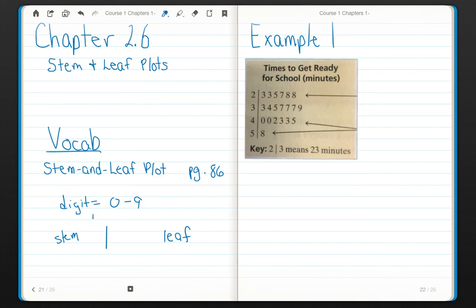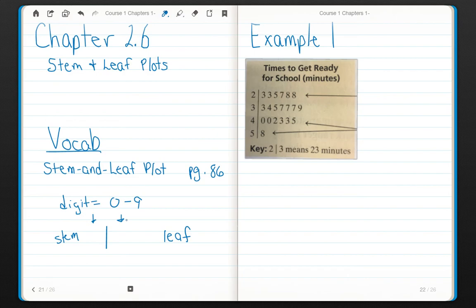Now the stem can represent various places. It can represent the ones place if you're working with decimals, the tens place, the hundreds place, and so forth. The leaf then represents the rest of those digits. So let's talk about what that actually looks like. So example 1. The time students take to get ready for school are shown below. How many students take less than 30 minutes? How many take more than 40 minutes?